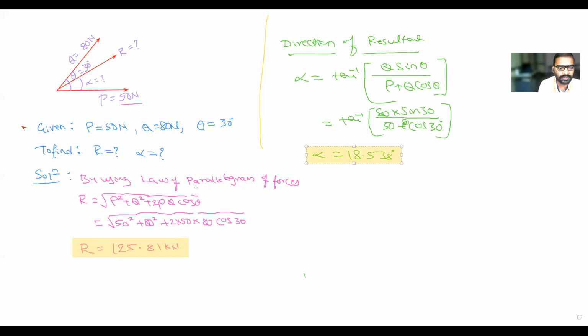So many people are substituting the same values but not getting the correct answer. Why? Because you are using a scientific calculator for the first time. First calculate 15 square plus 80 square plus 2 times 15 into 80 into cos 30, get its answer, then take the square root of the answer.